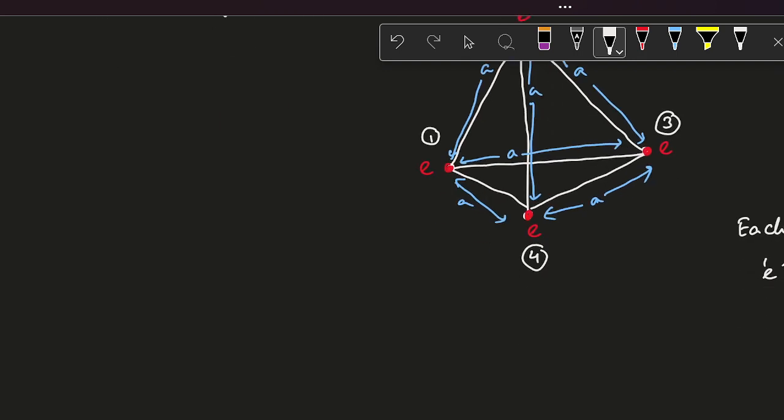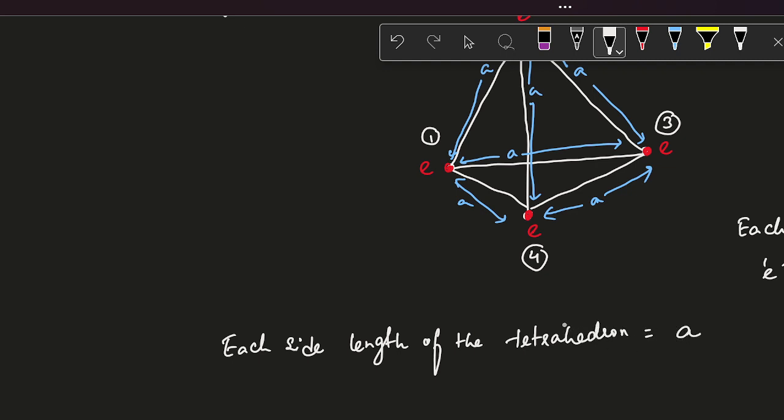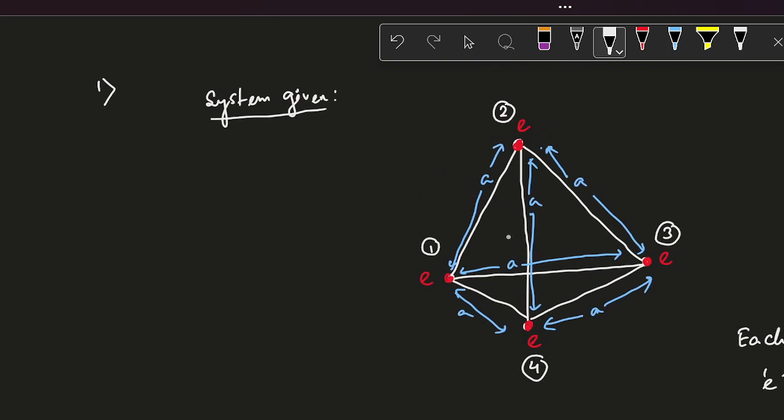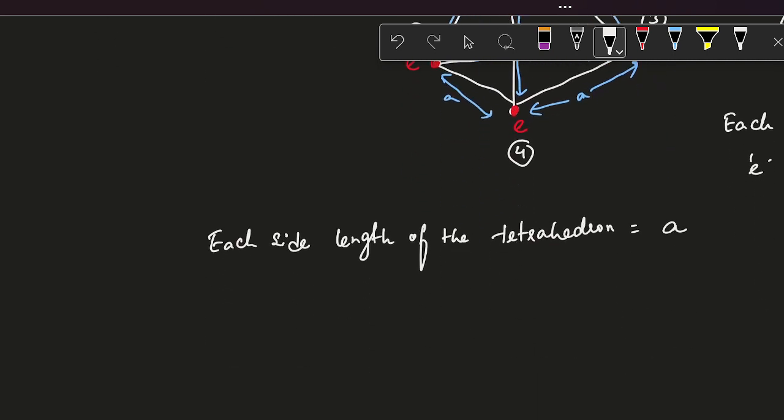Okay, and the other thing is that each side length of the tetrahedron is equal to A. So that is what we saw, that even if you take 1 to 2 or 2 to 3, 3 to 4, even 1 to 4, 1 to 3, all of these possible sides has an equal length, and that is A. Alright, so up to this part is fine.